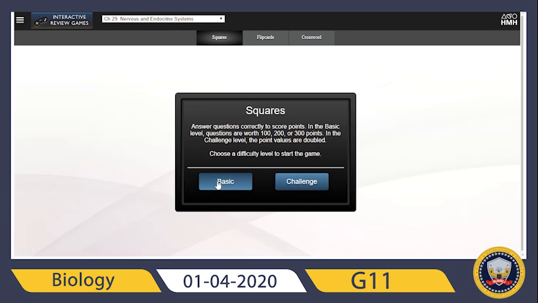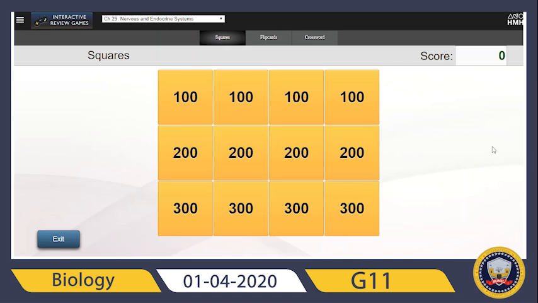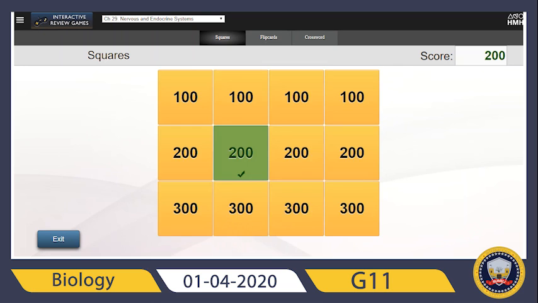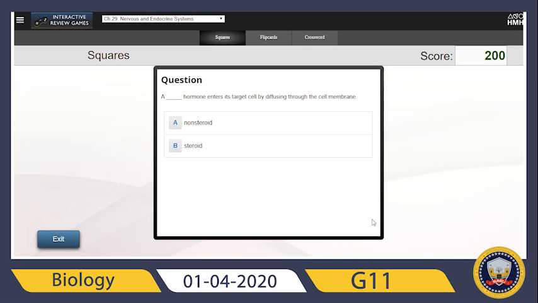Now, the third and the most exciting game. Let's see how many points we can gather. So, let's open this for 200 points. The right hemisphere of the brain controls which side of the body, left or right? Correct. 200 points. Let's try this question for 300 points.